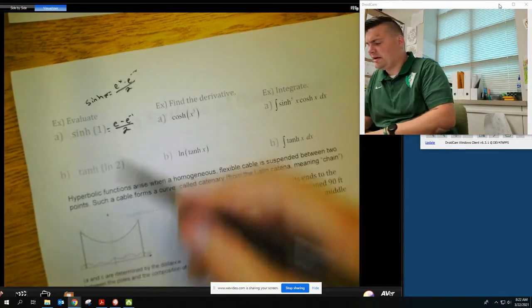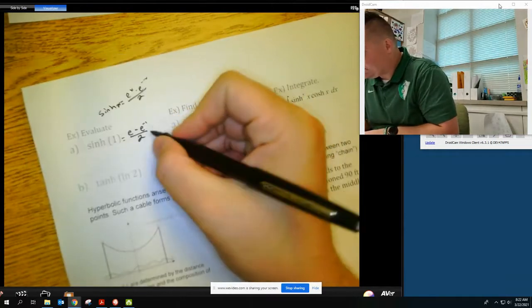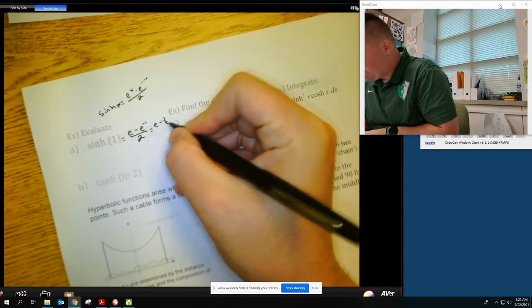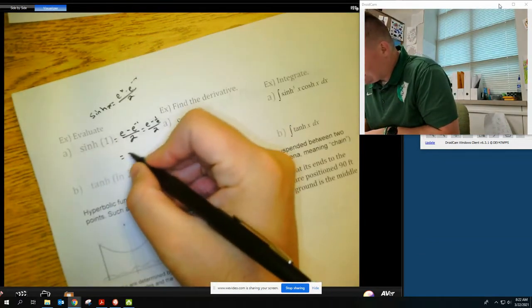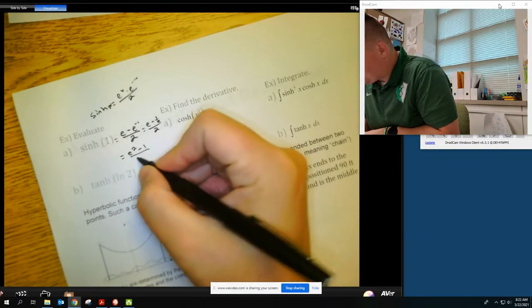Usually we don't want to have a fraction in there, so this is really e minus 1 over e, all over 2. We'll just multiply everything by e, and I'm going to get e squared minus 1 all over 2e.